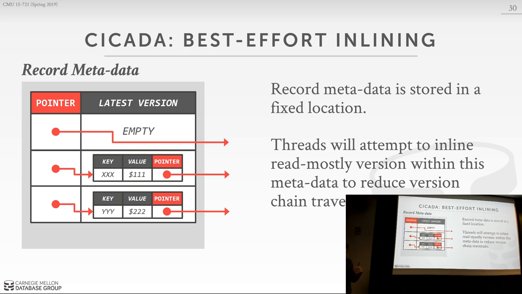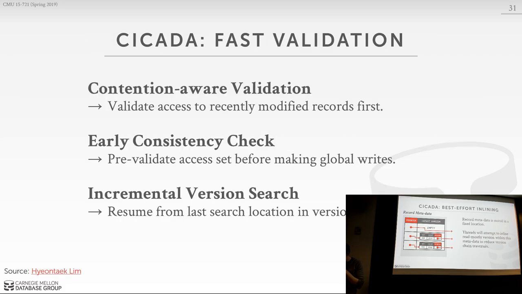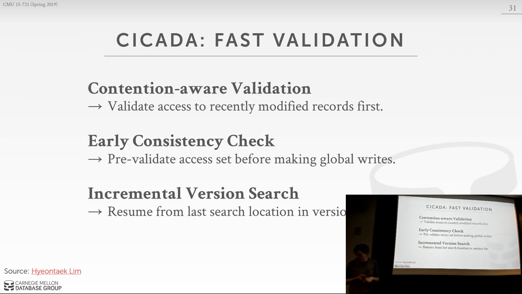Again, you wouldn't want to do this in Hyper because Hyper is a column store. This is purely for a row store. You can do something like this. All right, now when it comes time to do validation, there's three optimizations we can do.